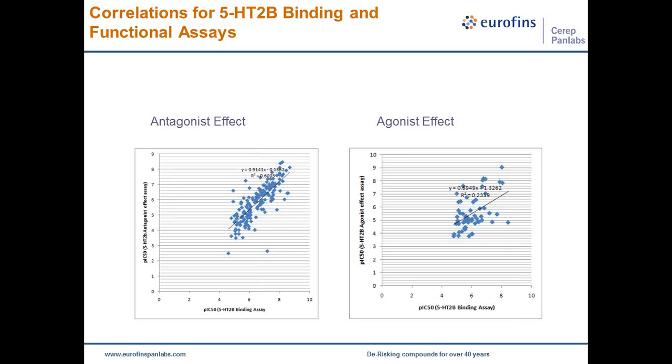In the case of this particular assay, the 5-HT2B binding assay, which is of particular interest for the cardiac valvulopathy we mentioned earlier, we're looking at the binding assay on the horizontal axis and the functional assay on the vertical axis, and we're looking at pIC50, so it's the inverse log of the IC50. What we do see in the case of this particular receptor is that when we're looking at antagonists, we get a relatively good correlation between the binding and the antagonist effect. However, when we're looking at agonists on the right, that correlation somewhat disappears.